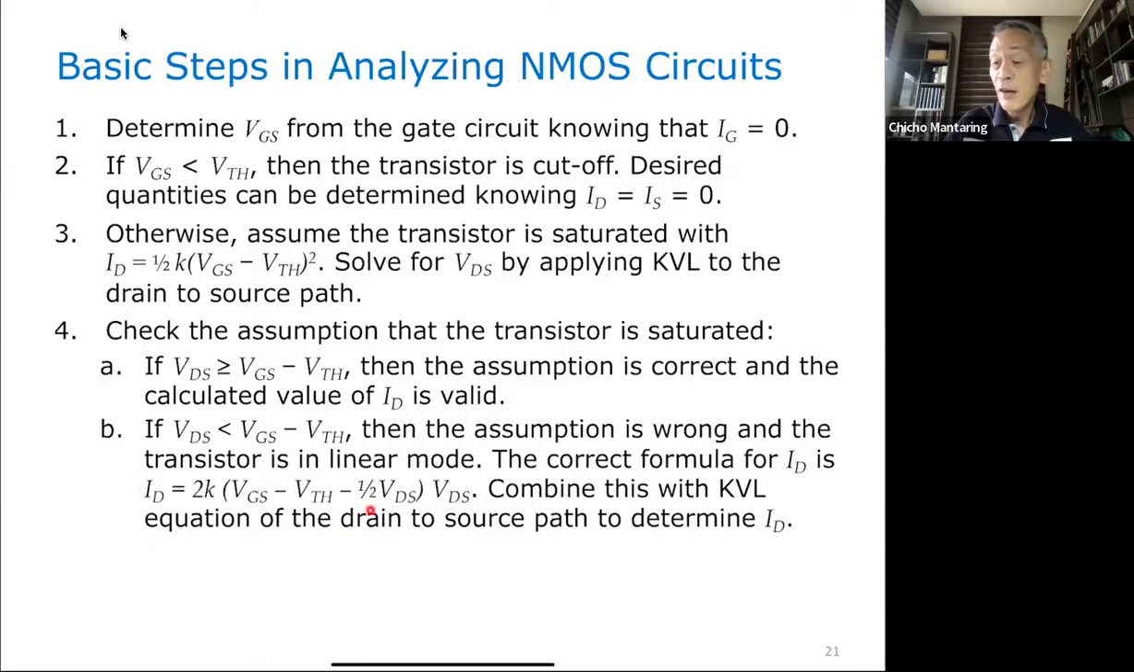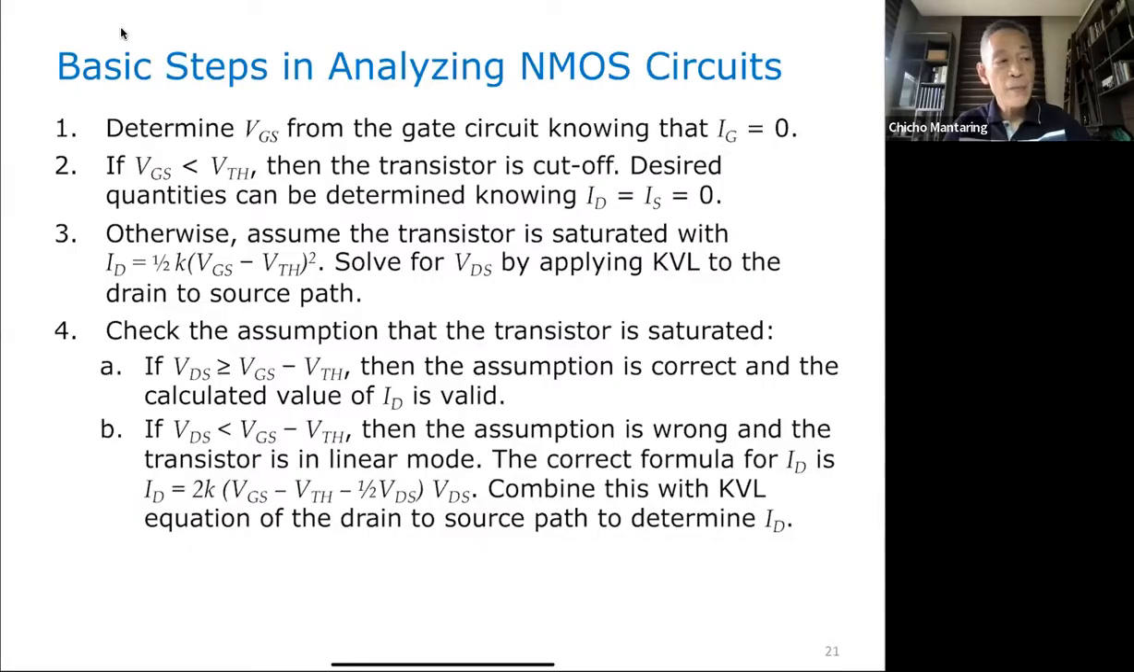Unfortunately, this is a more complex formula because ID is a function of both VGS and VDS. Usually, we have to combine this formula with another formula, the KVL equation along the drain to source path, to determine the value of I sub D. So that's how you analyze an NMOS circuit.